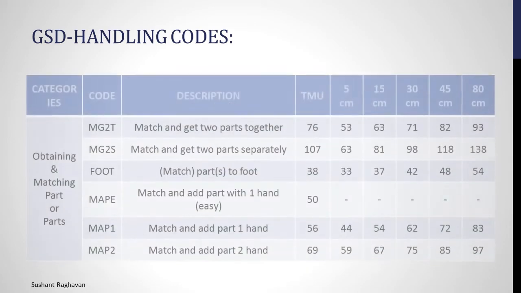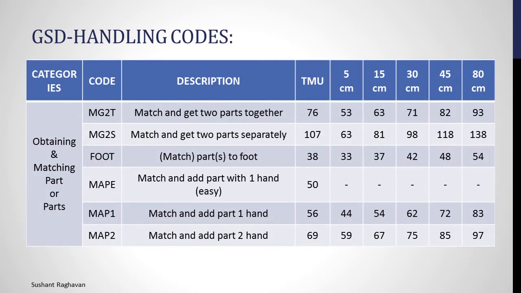GSD handling codes. Categories, code, description, TMU, movement distance in centimeters. Obtaining and matching part or parts. MG2T, match and get two parts together, TMU 76. MG2S, match and get two parts separately, TMU 107. FWT, match parts to foot, TMU 38. MAPE, match and add part with one hand EC, TMU 50. MAP1, match and add part one hand, TMU 56. MAP2, match and add part two hands, TMU 69.